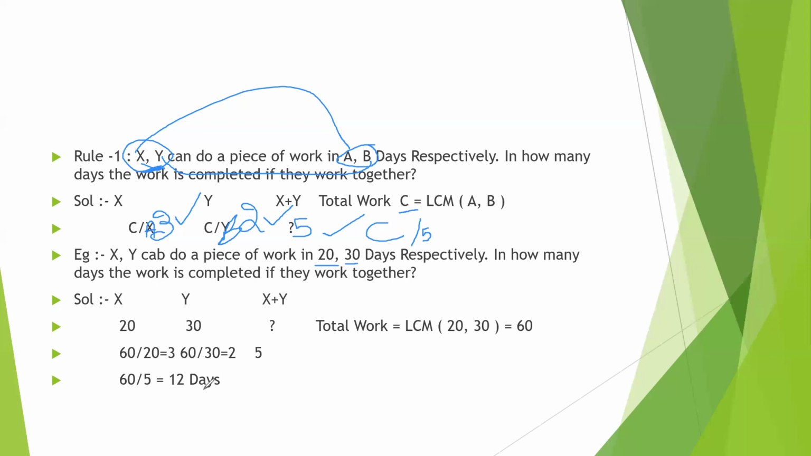Now, in one day X can do 60 by 20, which equals 3 units, and Y can do 60 by 30, which equals 2 units. Then the total units both combined can do in one day is 3 plus 2, equal to 5 units. Therefore, the number of days equals total work divided by units per day: 60 by 5 equals 12 days.